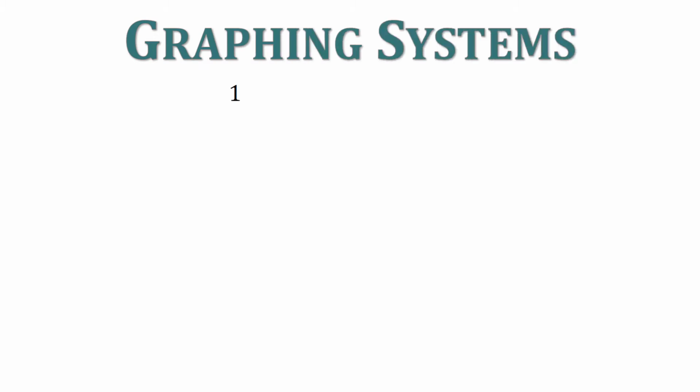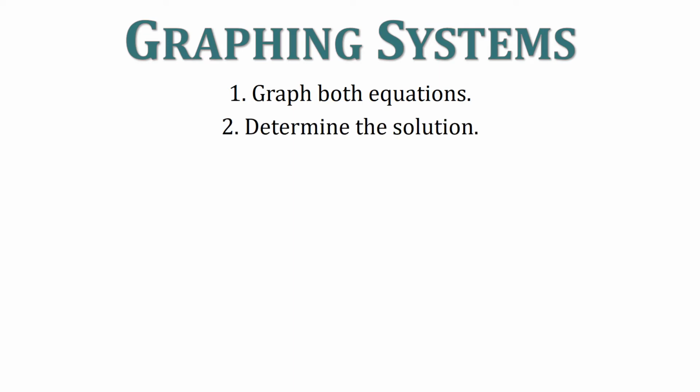Graphing systems. To do this, we're going to graph both equations. You know, to graph an equation, you must have the equation in slope-intercept form before you can graph. You're going to determine the solution. Determine either where the intersection is, if there is an intersection, or if there's not an intersection, are they parallel or are they the same line? Then you need to check the solution.